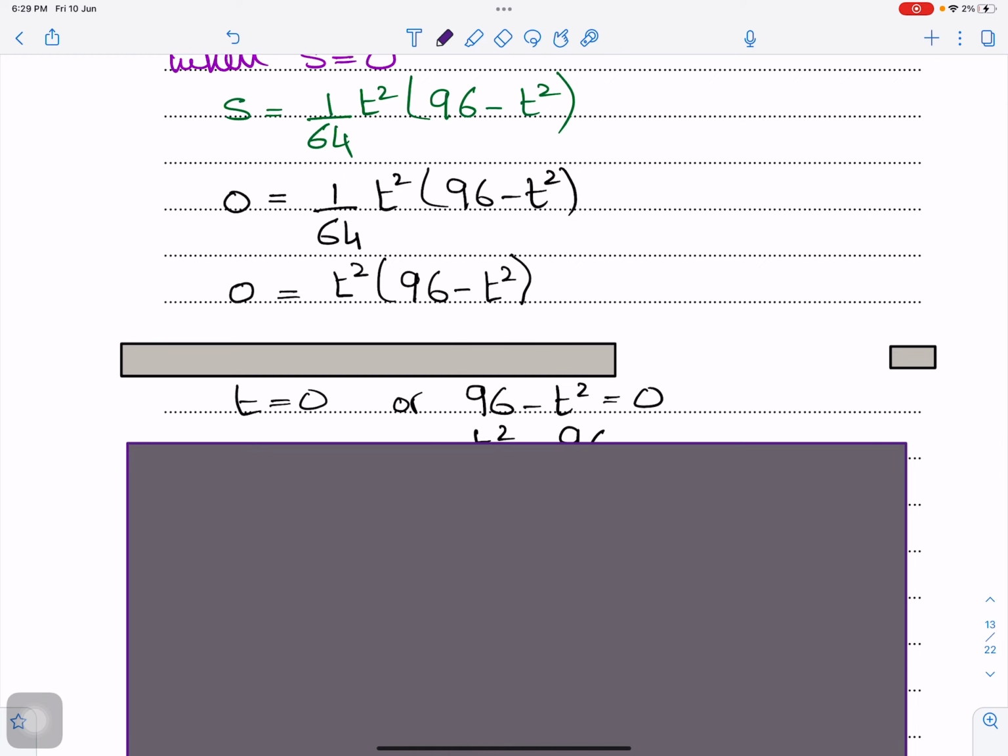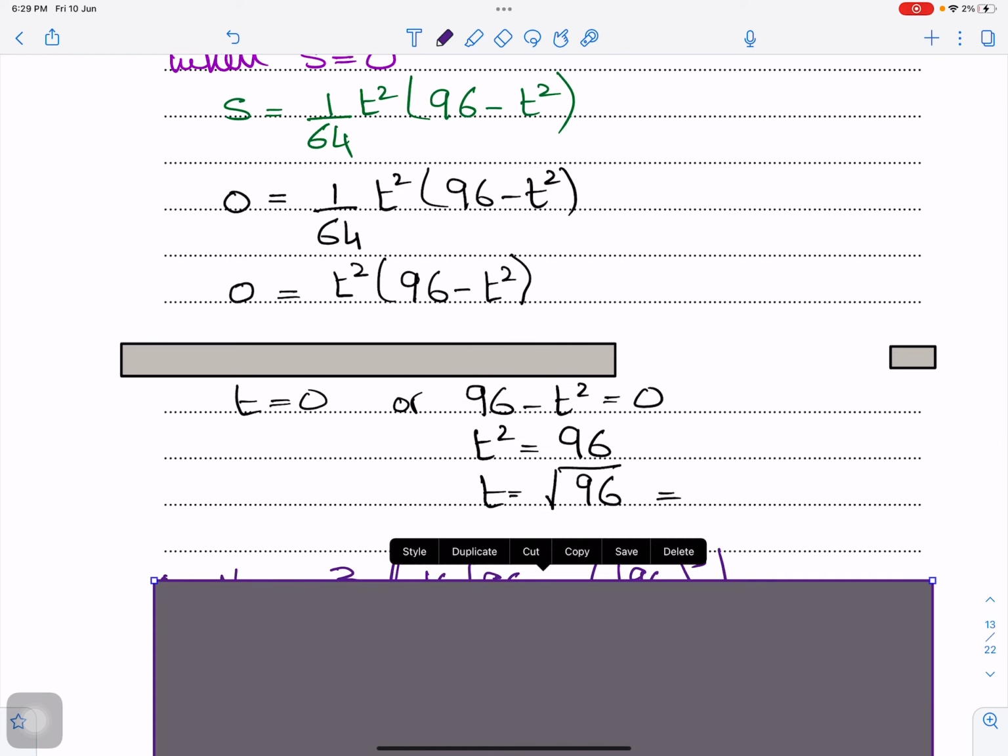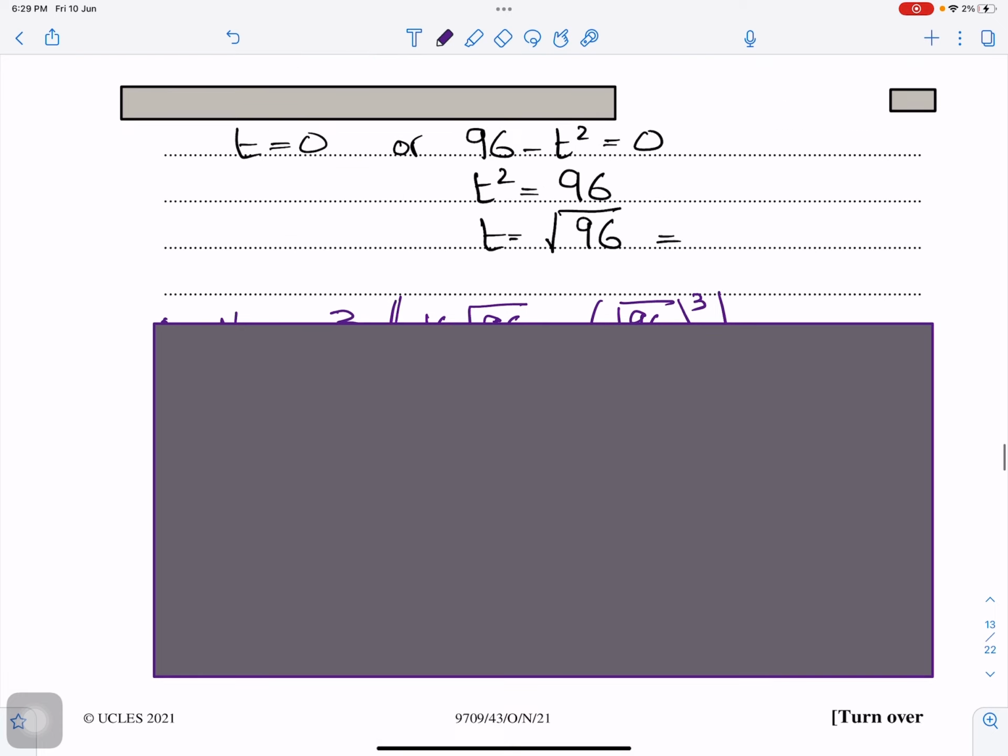So time cannot be negative. It means I will take t equals root 96. Now some people take decimal values here, fine, but I would suggest that you use the exact value. It will give you an accurate answer for the next part of the question, right? So now I got the time at which the object returned to O, right?